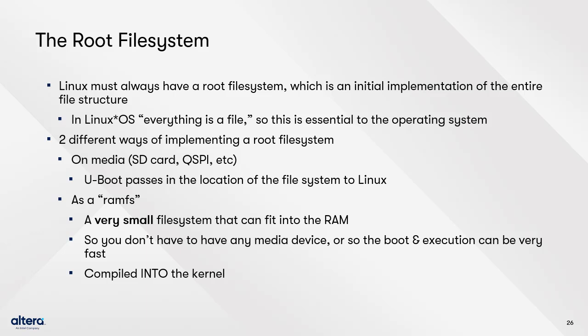The second way the file system can be implemented is as a RAM-FS. This means you implement a very small file system that can fit into the RAM. You might do this so that you don't have to have a media device to store the root file system on, or so that your boot can be faster. In this case, the root file system is compiled into the kernel. This way of doing things is not as common, but there are examples of it on RocketBoards.org if you choose to implement your system in this way.